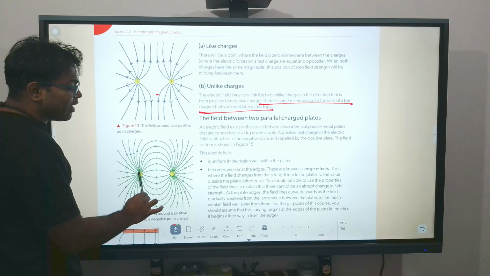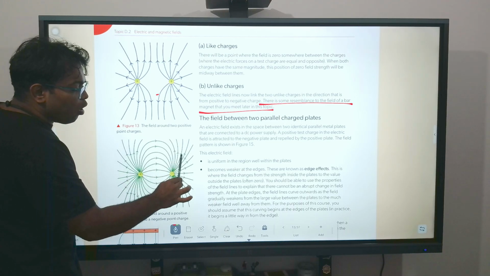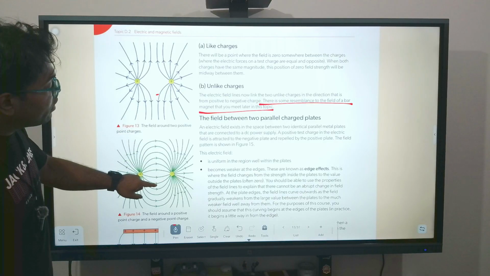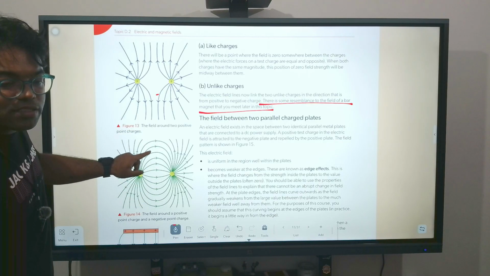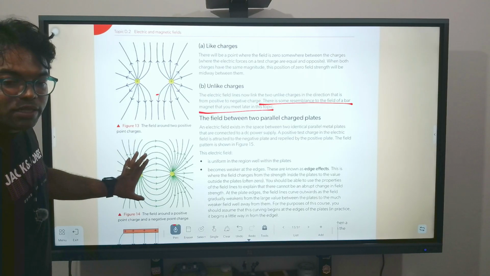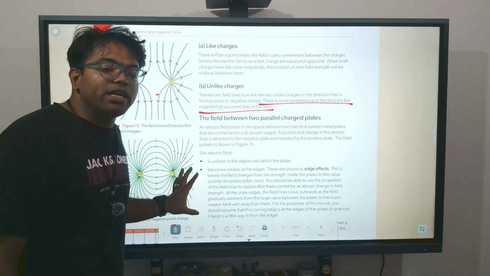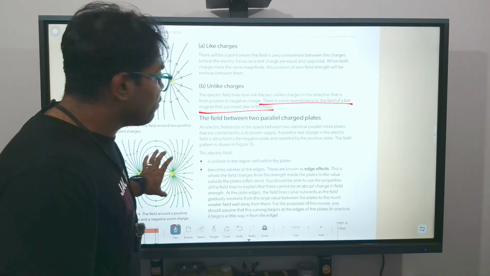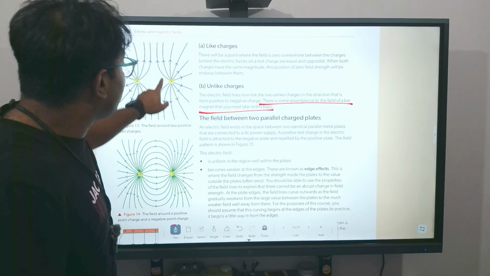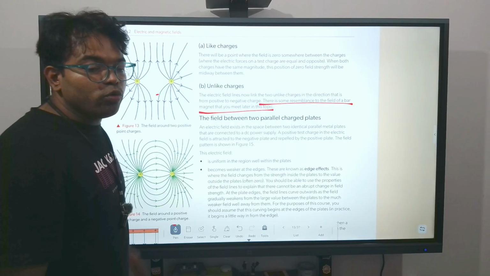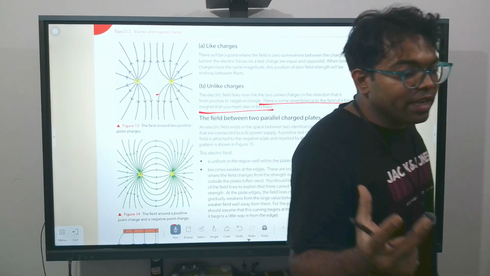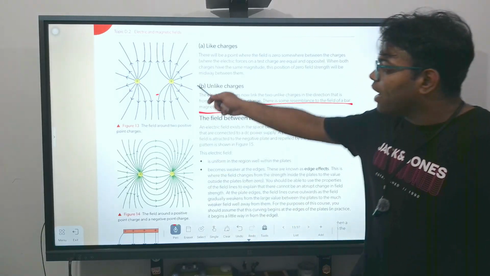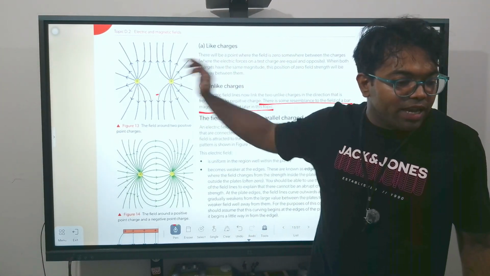All the field lines are getting originated from the positive charge, and all of them are going towards or entering the negative charge. Okay, so what do you observe here? There is no point where the electric field is zero between these two charges. Between these two charges there is attraction. So the field between two charges with unlike nature, that is a positive and a negative charge, will never have an empty field. But between two positive charges or two negative charges, you can have an area where the electric field will be zero. Understood?